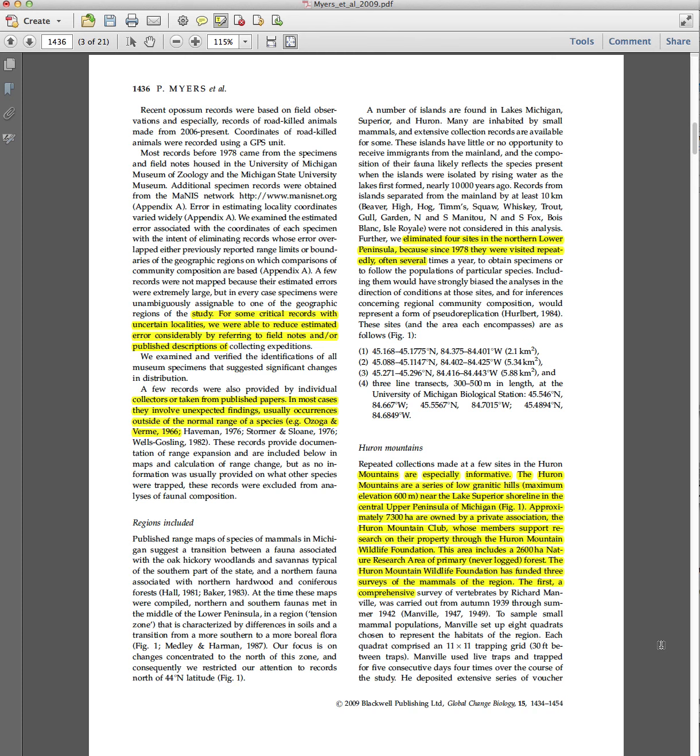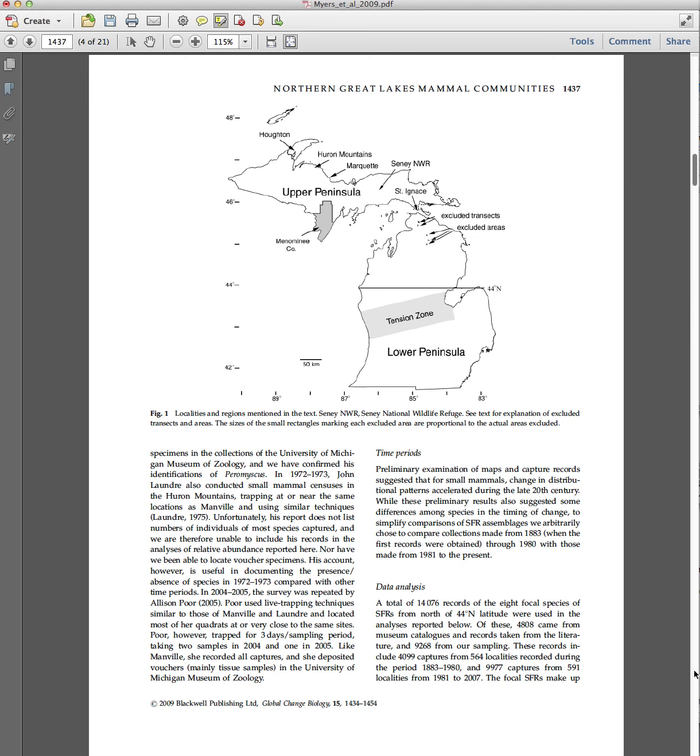Then we get into some figures, which is great. This figure, first one here, figure 1, shows you where the sampling sites are. So you want to note these places. Where is St. Ignace? It comes up in the text. Where are the Huron Mountains? That becomes important. For some reason, the first time I read this paper, I missed this whole figure, and they kept referring to the Huron Mountains. I didn't know where they were. So now you know where the Huron Mountains are.